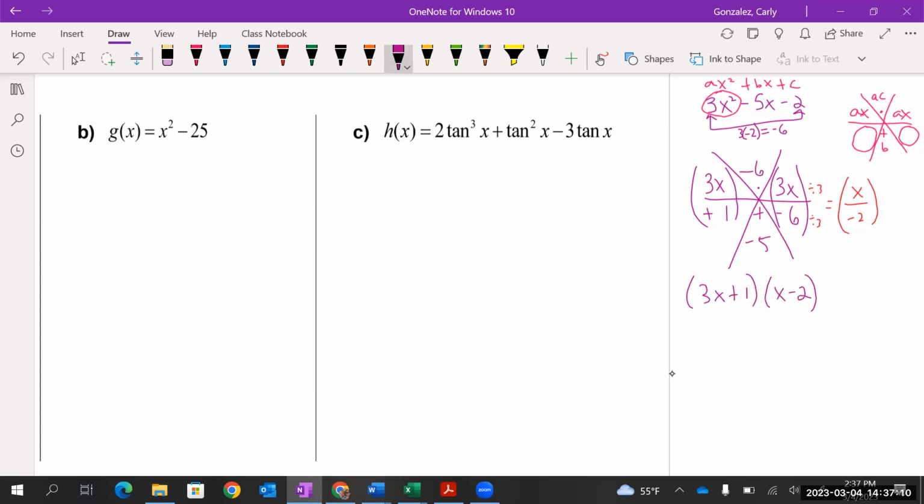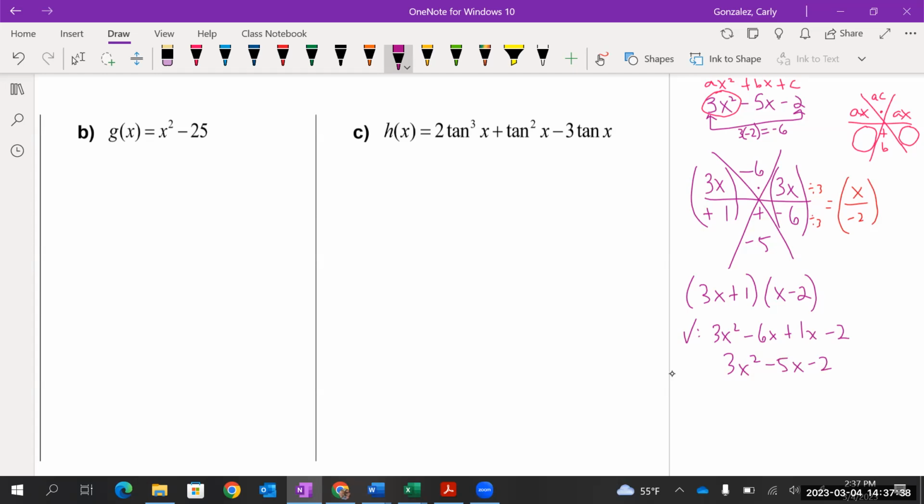Again, you can multiply that out and see that it does in fact work out. I'll do it on this one over here. So we go 3x times x, 3x squared, and then 3x times -2, -6x, plus 1x, and then -2. And when we simplify those middle terms, we get -5x minus 2, and that works out.